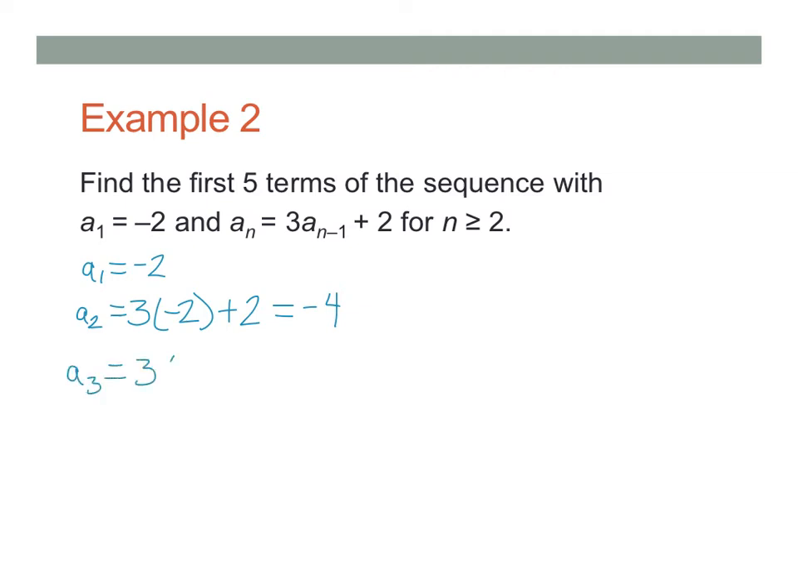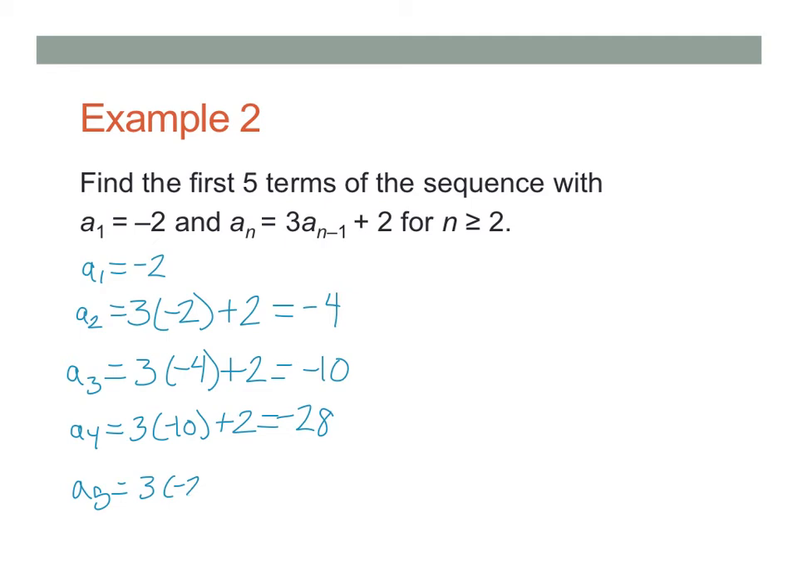Now to find the third term, we do 3 times the previous term, which was negative 4, plus 2. 3 times negative 4 is negative 12. Add 2 gets us negative 10. To find the fourth term, we do 3 times negative 10, then plus 2. Gets us negative 28. To find the fifth term, we do 3 times negative 28 plus 2, which gets us negative 82. So the first 5 terms are negative 2, negative 4, negative 10, negative 28, and negative 82.